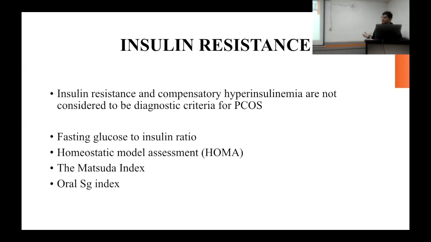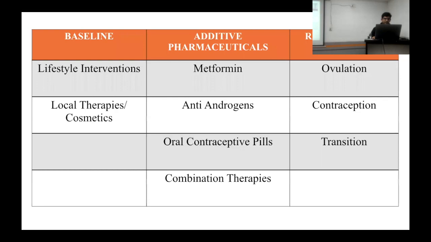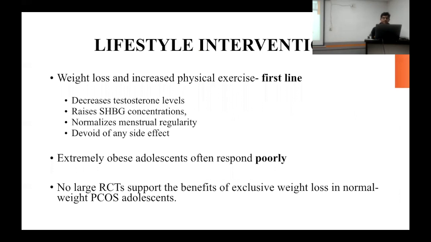So again, we can go by acanthosis, etc., and we can see clinically there's insulin resistance. Now coming to treatment, they have mentioned baseline treatment is always lifestyle modifications first, local therapy for hirsutism. They have mentioned additive pharmaceuticals, not mentioning you have to start. Additive pharmaceuticals include metformin and other pills which I will be discussing, and other concepts such as ovulation, contraception, and transition into adulthood. So baseline, always weight loss and increased physical exercises.